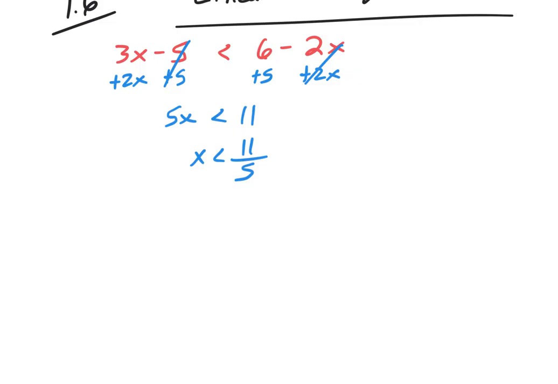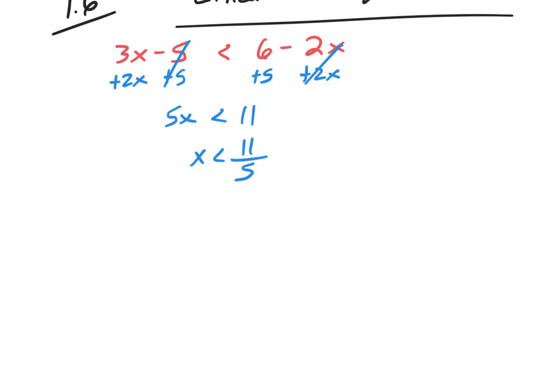If I put 0, 0 is less than 11/5. 3 times 0 is 0. 0 minus 5 is negative 5. So the left-hand side is negative 5. 2 times 0 is 0. 6 minus 0 is 6. So negative 5 is less than 6. True statement. So that does work.